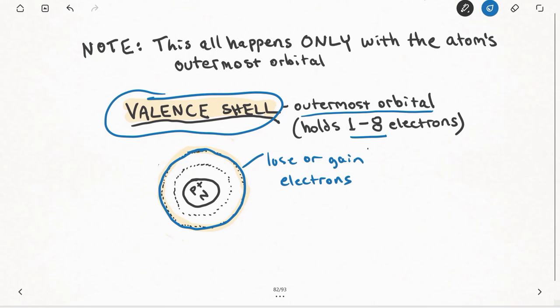The inner shells do not change their electron patterns or their electron numbers, which is great news because you don't have to worry about any of the inner orbitals of the atom. All you have to do is study the outermost, the valence shell, the outermost orbital, and what is going on with the 1 to 8 electrons there. And that's it. That's what chemistry is.